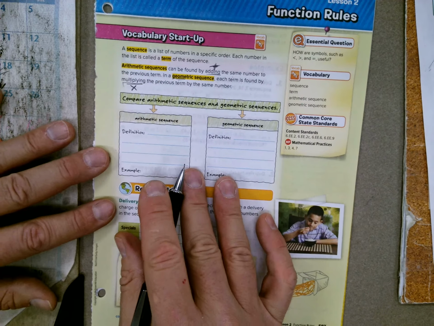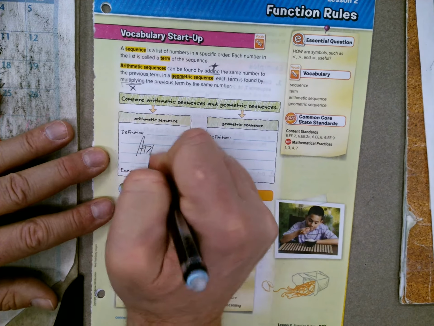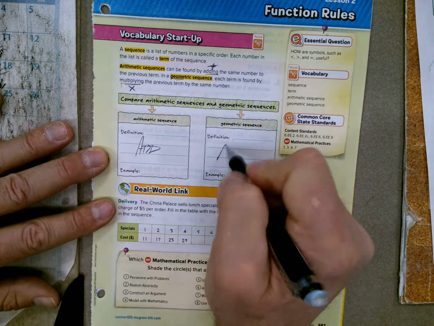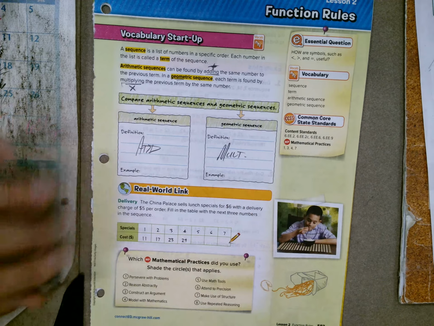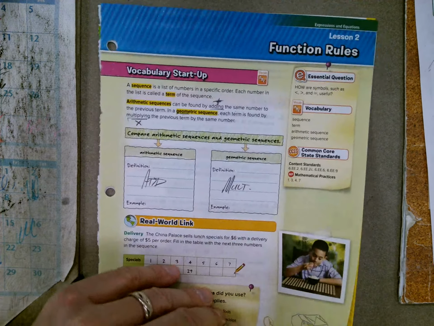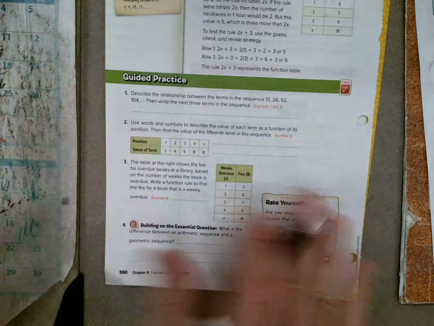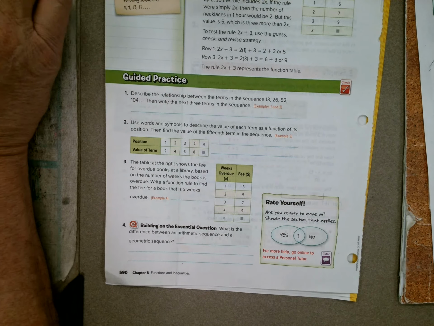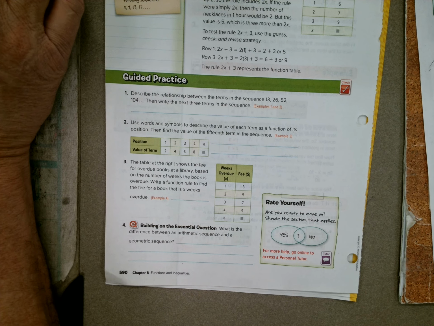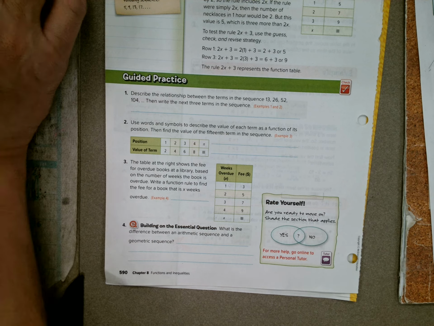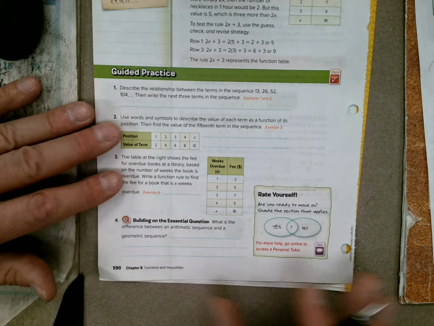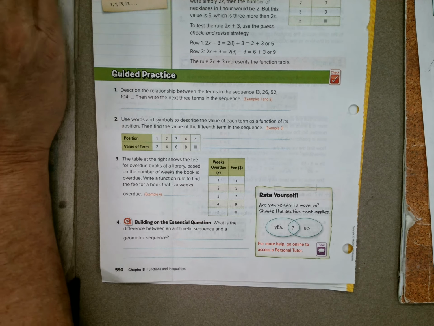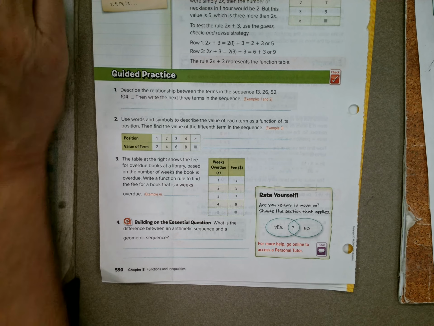And that's all they want here. So arithmetic, we're going to add. Geometric, we're going to multiply. So that's important that we're squared away with that. Go ahead and flip it to the guided practice, page 590, and let's take a peek at it. Describe the relationship between the terms in the sequence.